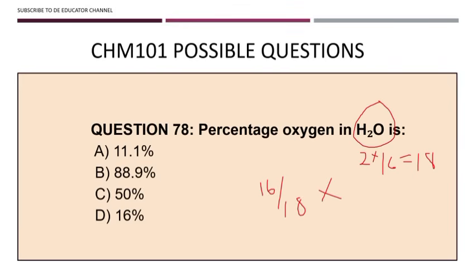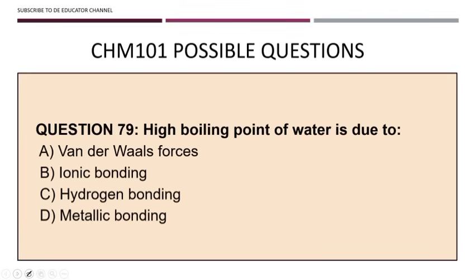This is how to calculate percentage for any element in a particular compound. So if you do this calculation very well, you get 88.9%. 88.9%, right? 79. High boiling point of water is due to its hydrogen bond. So the reason why water has high boiling point is because of hydrogen bond.